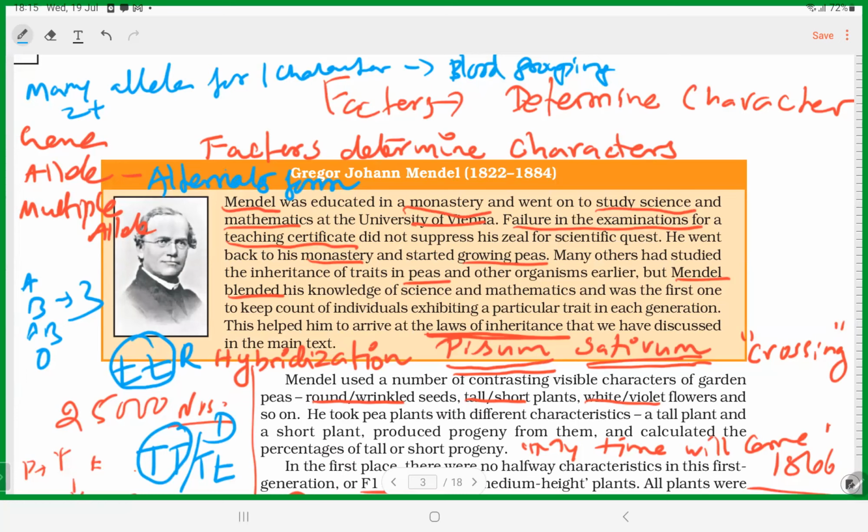What are the terms we discussed? Dominant trait, recessive trait, monohybrid cross, dihybrid cross, trihybrid cross, reciprocal cross, back cross, test cross. Homozygous condition, heterozygous. Genotype, phenotype. Gene, allele, multiple allele. So go through those terms. If you understand this only, then the rest you can understand.